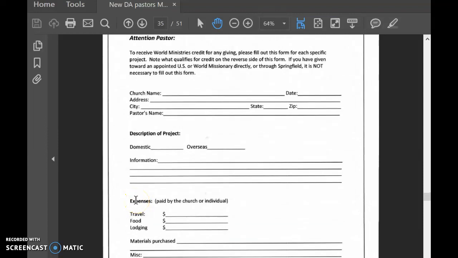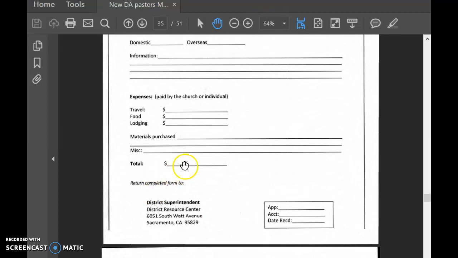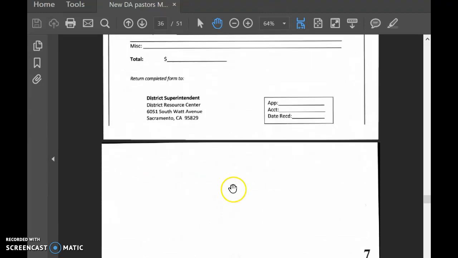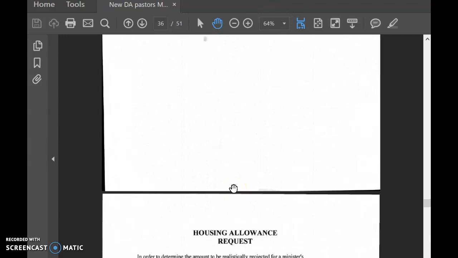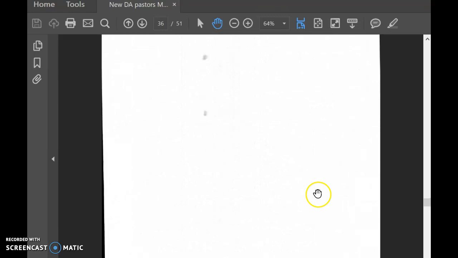And for each specific event, let's say you take a missions trip with your church overseas, or actually you even do something domestic within the States. Let's say you go to San Francisco's rescue mission and you do a domestic outreach there. You would just put in the amount of money that it cost, and you send it over to the superintendent's office for travel, food, lodging, all of that information, and you will get World Missions Giving Credit from Springfield for all of that giving.